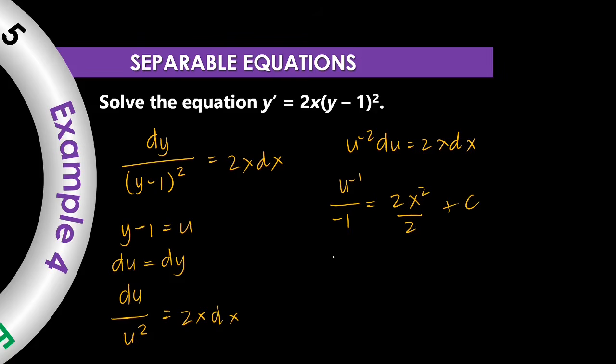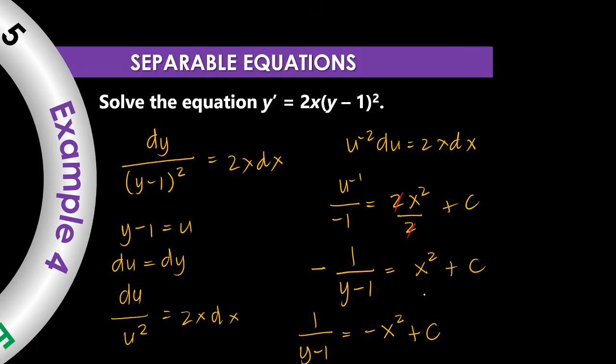Now, using back substitution, we will have negative 1 over u, which is y minus 1, equals, so these two will cancel, and we will get x squared plus c. Okay, so I can multiply both sides by negative 1 and get 1 over y minus 1 equals negative x squared plus c. If I multiply an arbitrary constant by negative 1, that is still arbitrary, and by convention, arbitrary constants have a positive sign.